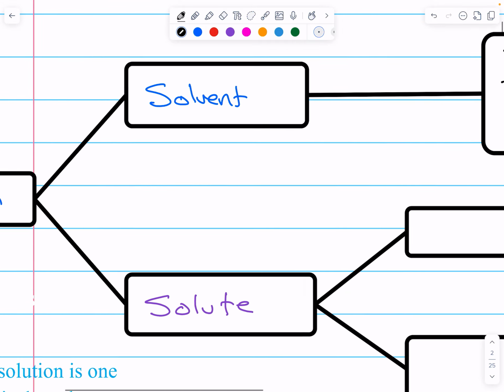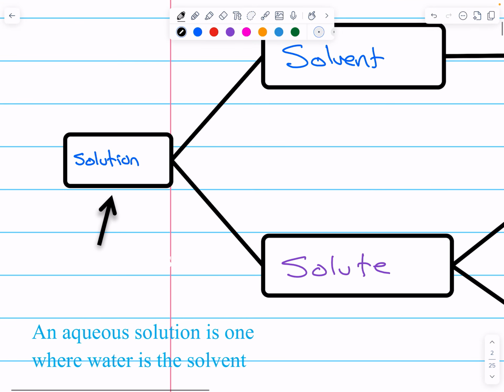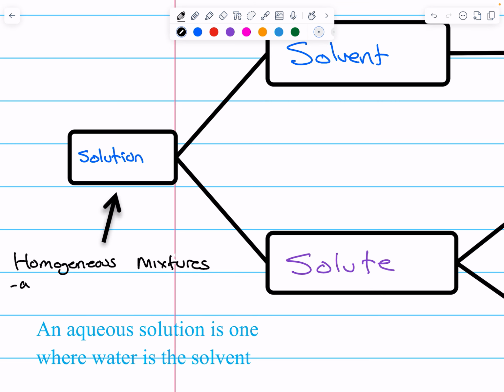When we talk about a solution, solutions are homogeneous mixtures. It's a mixture at the particle level. Of course, an aqueous solution is when water is the solvent.